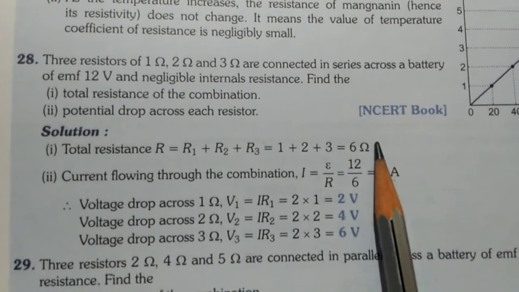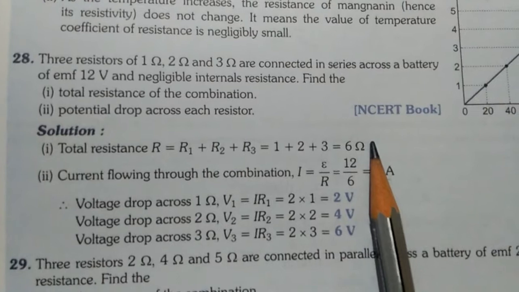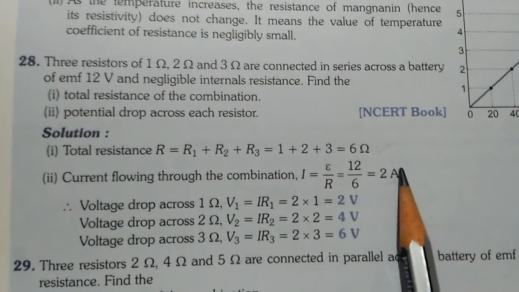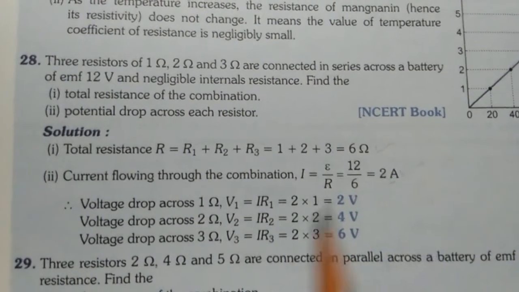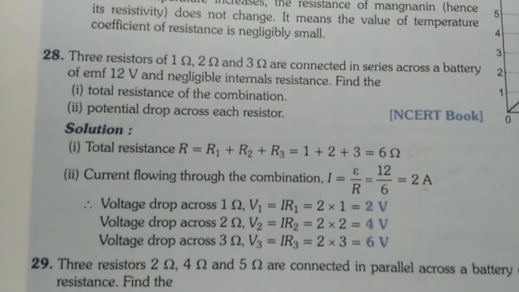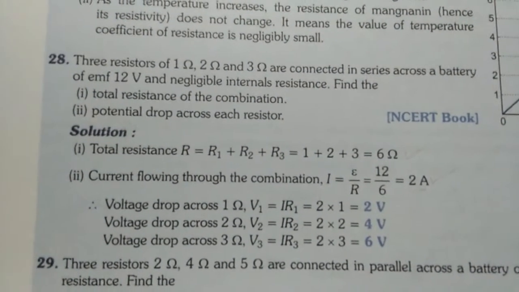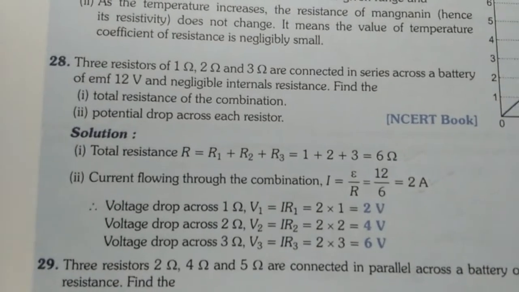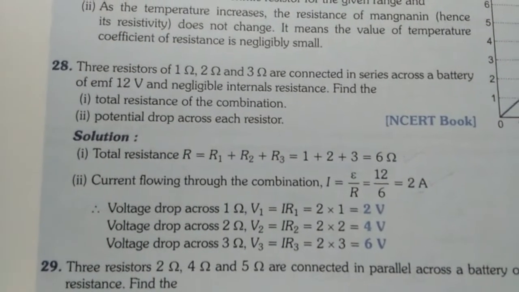So the total resistance of the circuit is 6 ohm. Total current in the circuit is 2 ampere. Now we will see what the voltage drop across each resistor is. Okay, individual resistors. So voltage V equals I into R from Ohm's law.